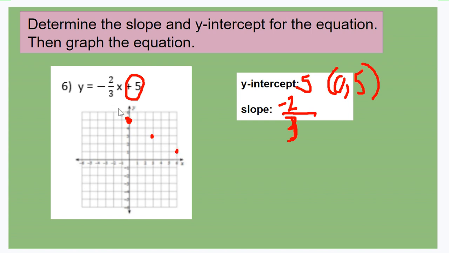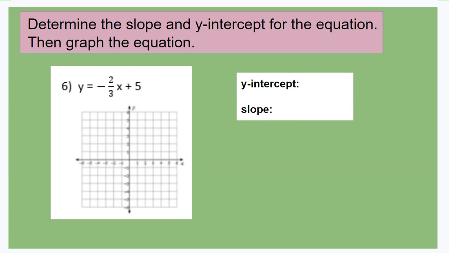So now we have as many points as we can get on this. So we're going to connect them and draw our arrows. It is a negative slope because it's going downhill. This is the graph of y = -2/3 x + 5. Negative slope and y-intercept of 0, 5 up here.